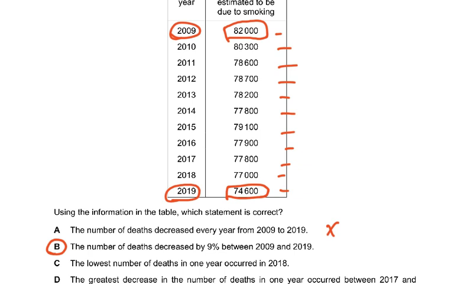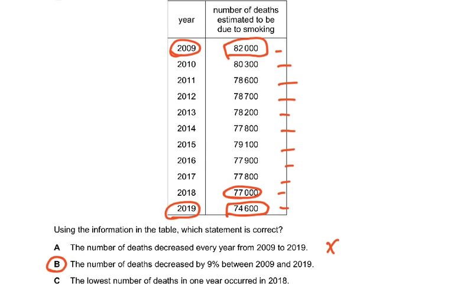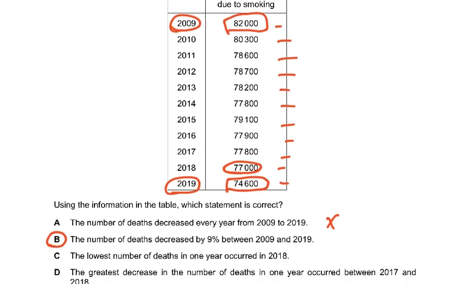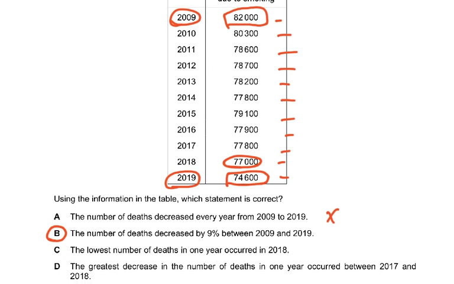Right? The lowest number of deaths in 1 year occurred in 2018. Is that correct? 77,000. Was it the lowest? Was anything lower than that? Now, this was not deaths in that year. It was the estimated number of deaths due to smoking. It wasn't the total number of deaths. So that's again an English thing that they were checking.